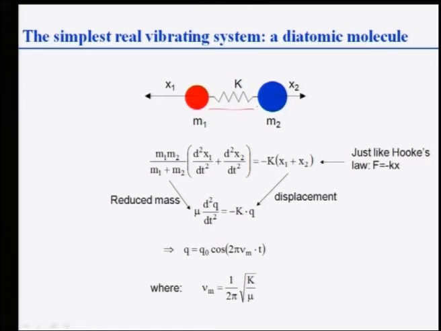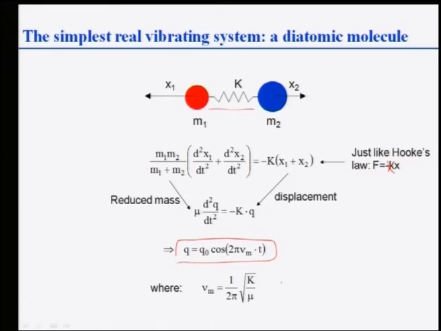I can write down Hooke's law, the force law: m1 m2 divided by m1 plus m2, times the double derivative of the extension with respect to time, which is the acceleration. This is the reduced mass, and it is related to the constant k and x1 plus x2. Therefore, I can write mu d²q/dt² equal to minus k q, where q is the total displacement, and this can be solved, where nu m is equal to 1 by 2 pi root k by mu. This is nothing but the frequency of vibrations.